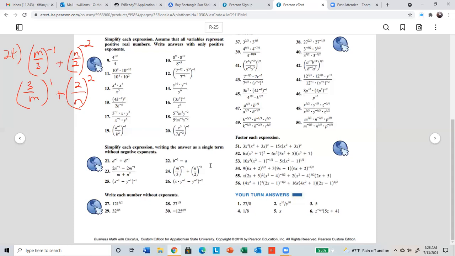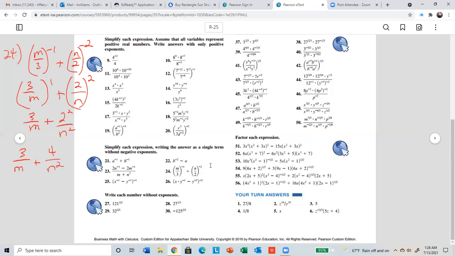3 over m to the 1 is just 3 over m. Here I've got this squared, so what I'm going to do with that squared is give it to everything. So I'm going to have 2 squared over n squared. And I can clean that up just a little bit more. 2 squared is 4 over n squared.